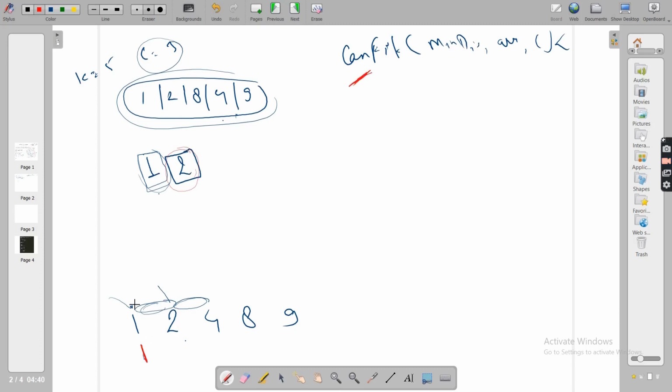Let's see for 2. You put first cow here, second cow you cannot put here, because 2 minus 1, the distance is 1, but you have to keep the distance greater than or equal to 2. So you will go to the next house, which is 4. Remember guys, this is why I initially sorted this array, because we have to go one after another. We have to see where we can put easily.